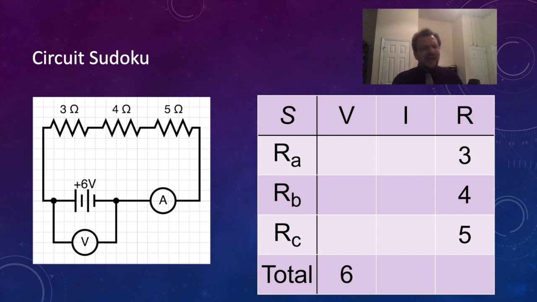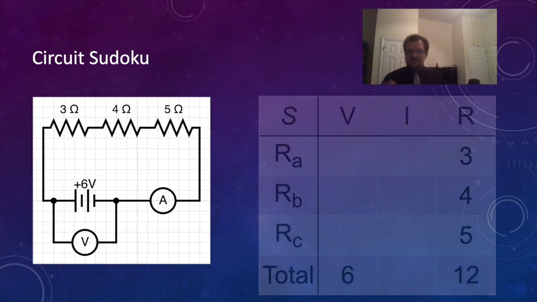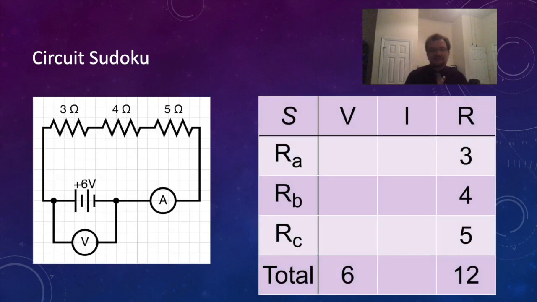So now, what's our next step? Our next step is to add up all the resistors. When resistors are in series, they all resist one after another, and each resistance gets added together. So the resistance of resistor 1 gets added to the resistance of resistor 2, gets added to the resistance of resistor 3, and so on. You add up all of those, and that's going to give you the total resistance for the circuit. We can bring this back, and we can see that 3, 4, 5, that all adds up to 12.